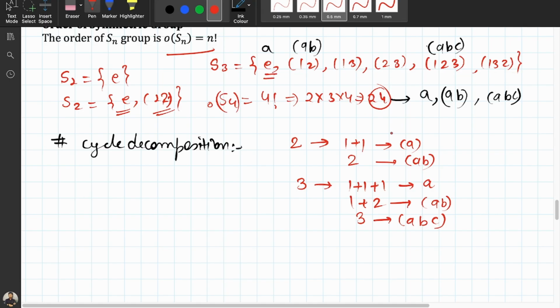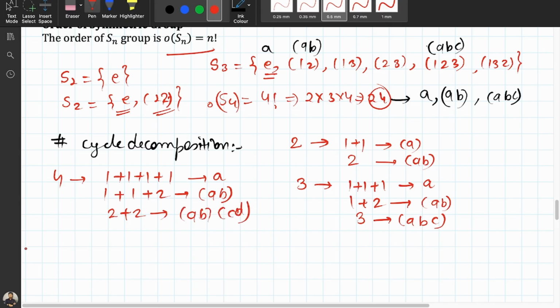If I want to calculate how many types of elements there are for 4: 1 plus 1 plus 1 plus 1 means A type element. 1 plus 2 means AB type element. 2 plus 2 means AB and CD type element will be there. Then 1 plus 3 means ABC type element will be there, and 4 means ABCD type element will be there. These are the types of elements.